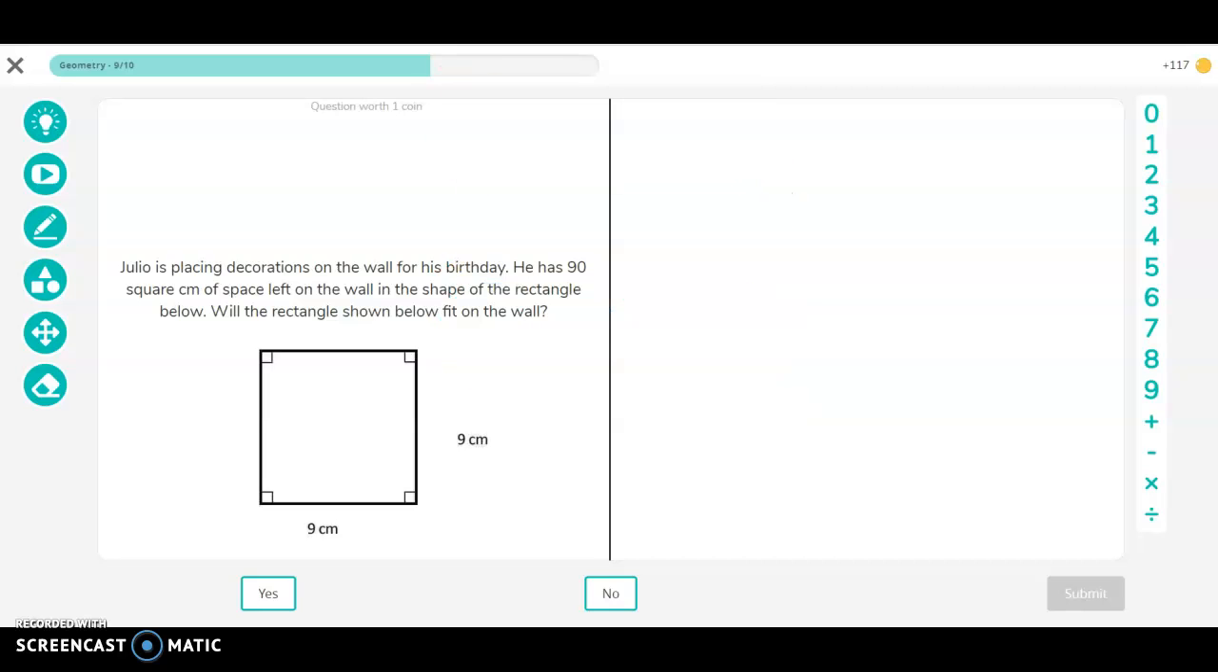Alright, Julio is placing decorations on his wall. He has 90 square centimeters left of space. Will this rectangle or square, because they're the same size, be able to fit? You guys, again, base times height and see if that problem is less than 90.